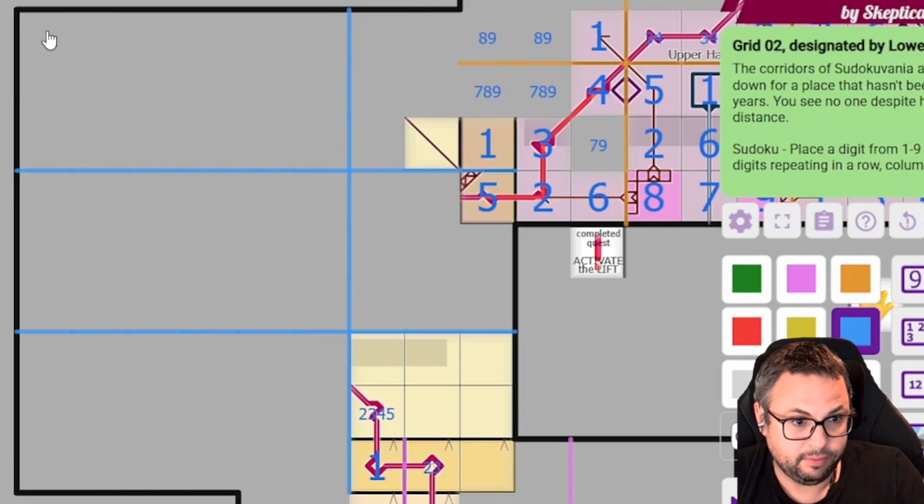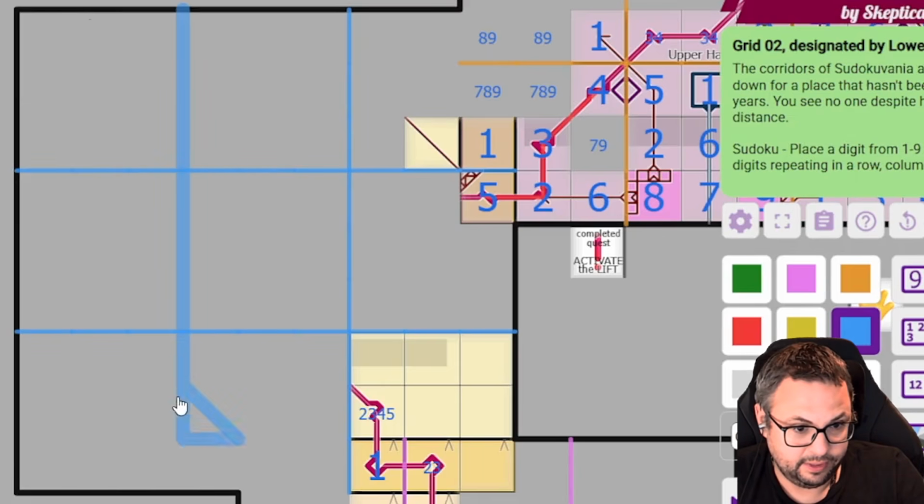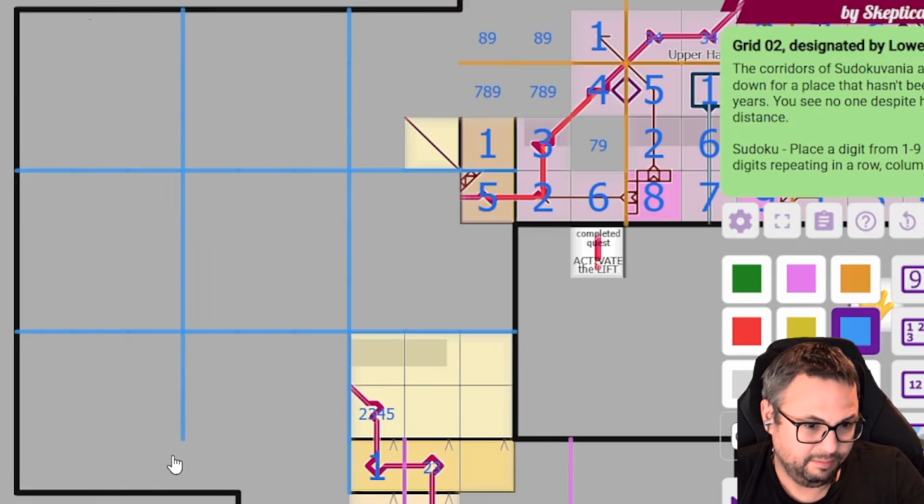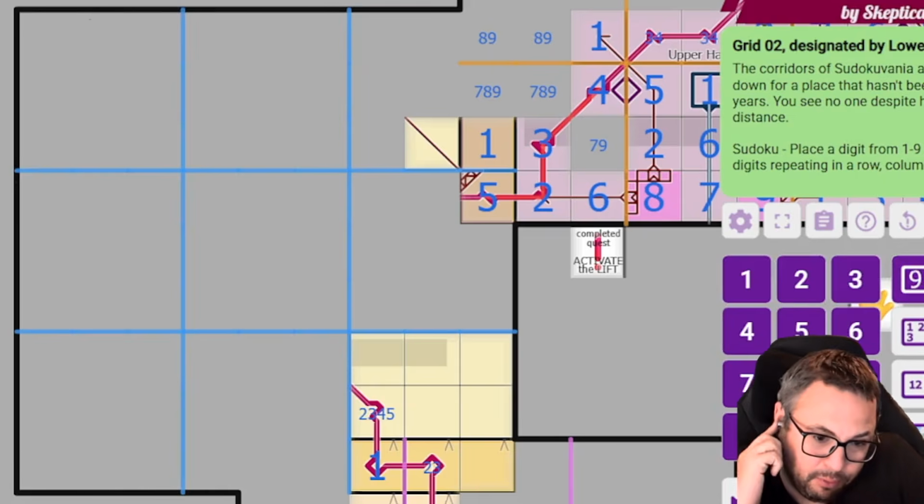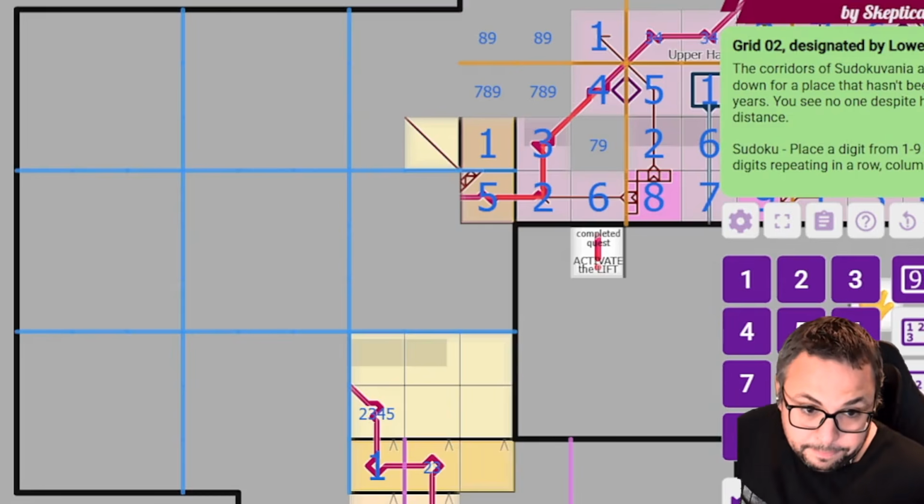P.S. Big thank you to whoever it was in the comments that suggested using non-black borders to prevent catastrophes.